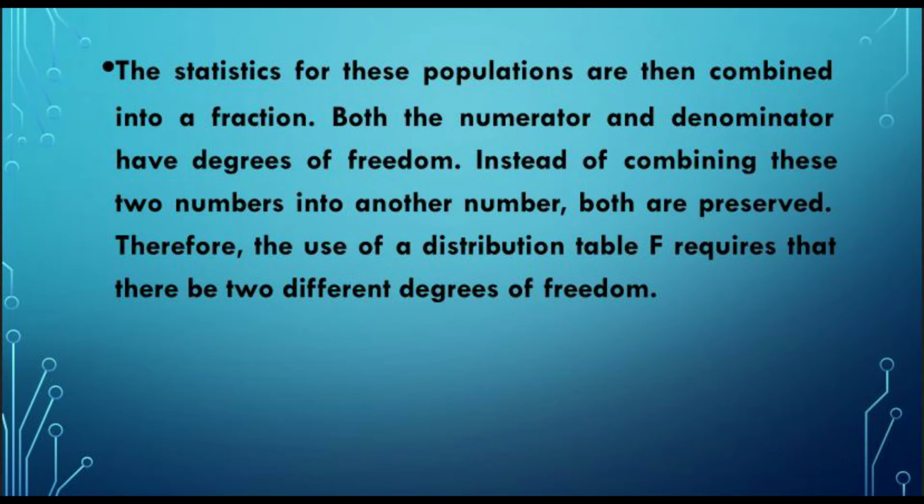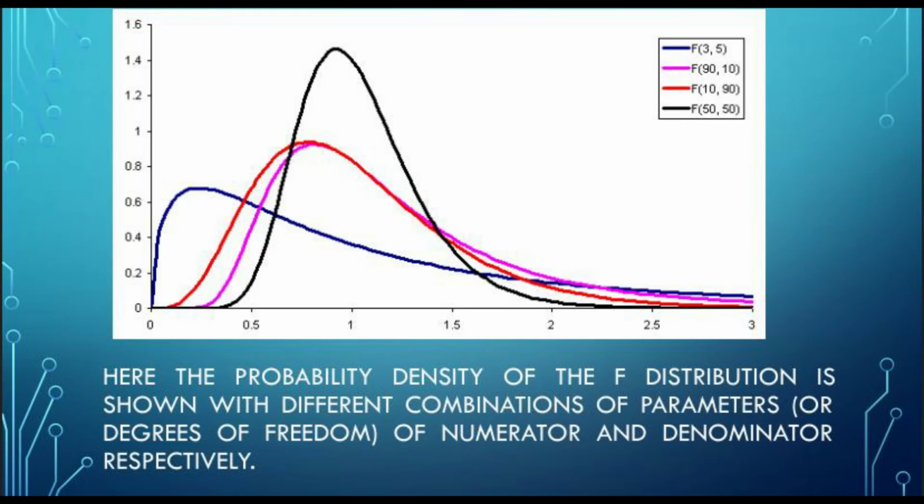The statistics for these populations are then combined into a fraction. Both the numerator and the denominator have degrees of freedom. And instead of combining these two numbers into another number, both are preserved, and therefore the use of the F distribution table requires 2 different degrees of freedom. Here is the probability density of the F distribution with different combinations of parameters, or degrees of freedom, of numerator and denominator respectively.